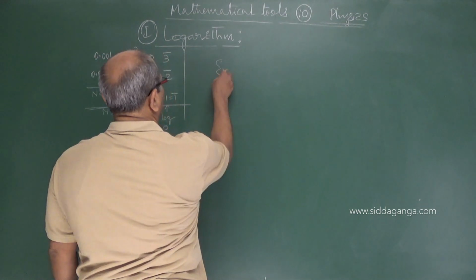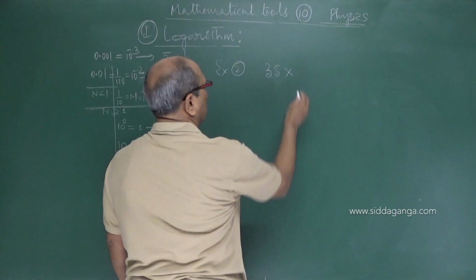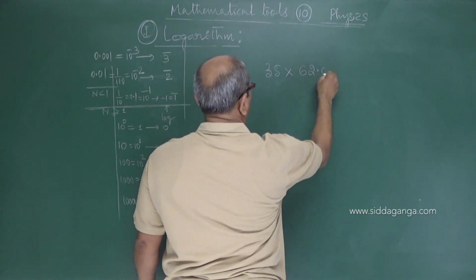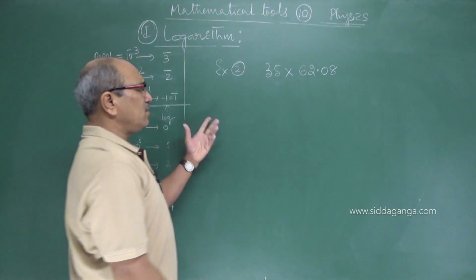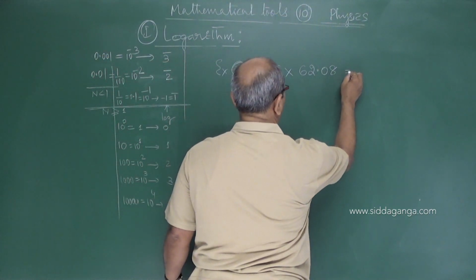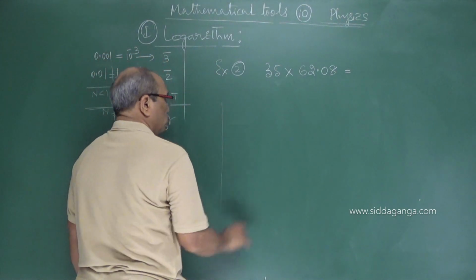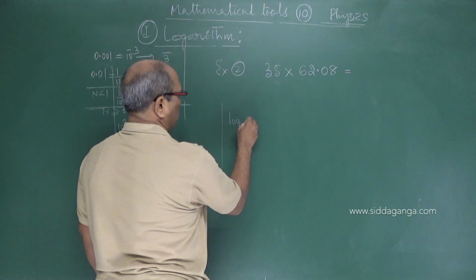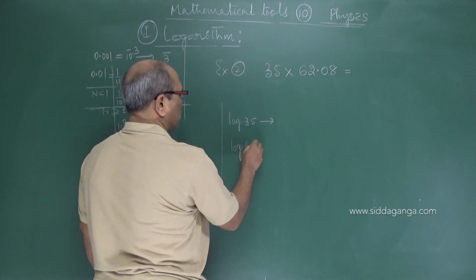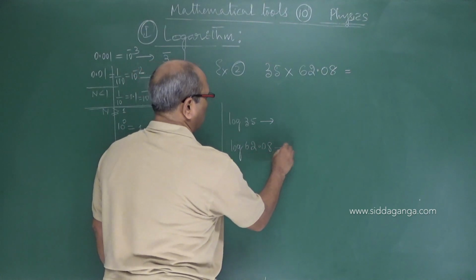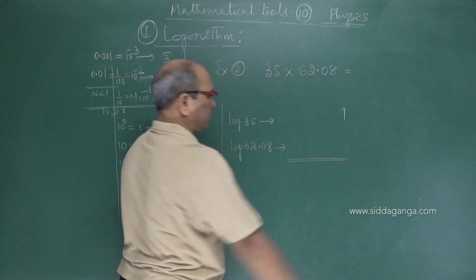So example 2, 35 into 62.08. When I took the earlier examples, it seemed to be easier. Now the problem comes. So I show here, you have to write the log of 35 first, and we have to find the log of 62.08. Then whatever comes, we have to add.